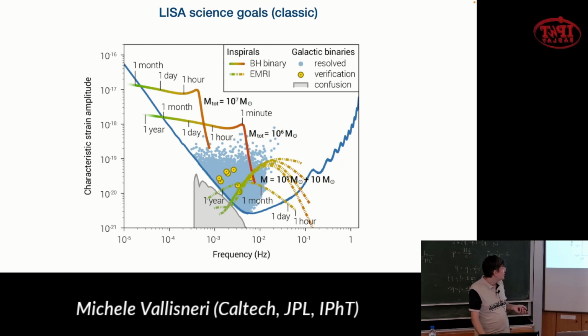So in the original LISA, that stochastic signal was actually a source of noise. It was above the instrumental noise. Now it's comparable, I think. It depends which kind of galaxy model you take. But that's one of the data analysis problems that one has to solve.